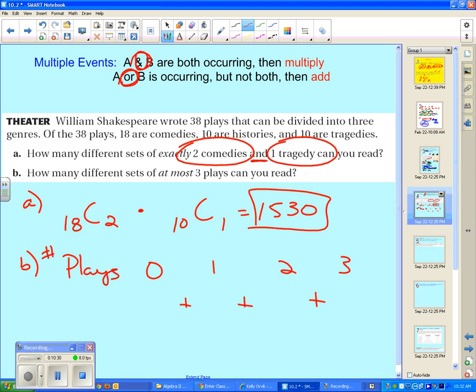Of total plays to pick from, we have 38. So 38, and I would pick 0 for that first option. How many ways are there to read 0? 1. That's always going to be 1 whenever you have a 0 there. Or I have 38, and I could pick 1. How many ways would there be to do that? 38. So some of these we can figure out without even using our calculator. Then I have 38, and I'm picking 2, and 38, and I'm picking 3.